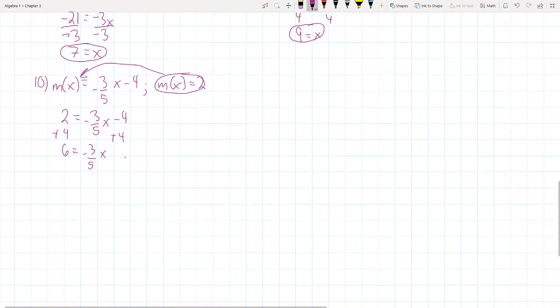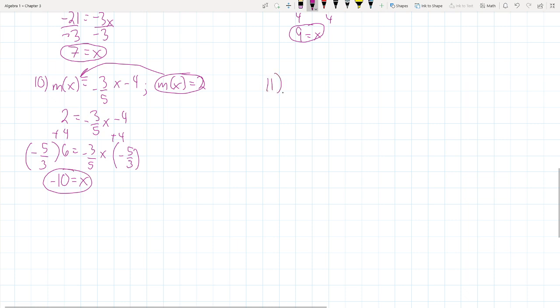To get rid of negative 3 over 5, I'm going to multiply by negative 5 over 3 on both sides. You could separate those into two different things. You could first multiply by 5 and then divide by 3, but this will work as well. And so what I get here is negative 5 times 6 is negative 30, and divide that by 3, I get negative 10. So negative 10 equals x.